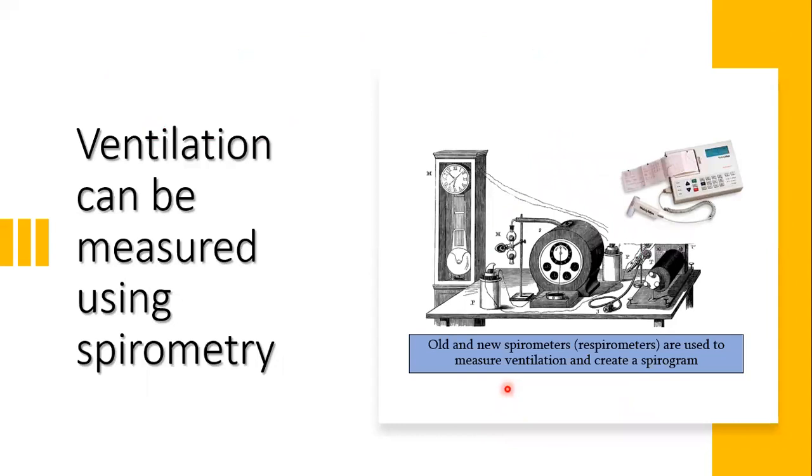How do we measure ventilation? It can be measured using spirometry. This is a device used to measure ventilation. All the new spirometers are used to measure ventilation, and they will create a spirogram, something similar to the EKG or the electroencephalogram. The same way, we have a device connected to a computer that will trace the activities in the lungs and give us an idea about the different volumes and the function of the lungs.